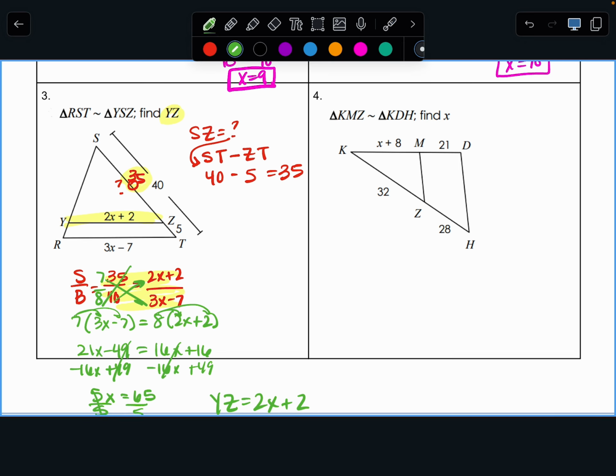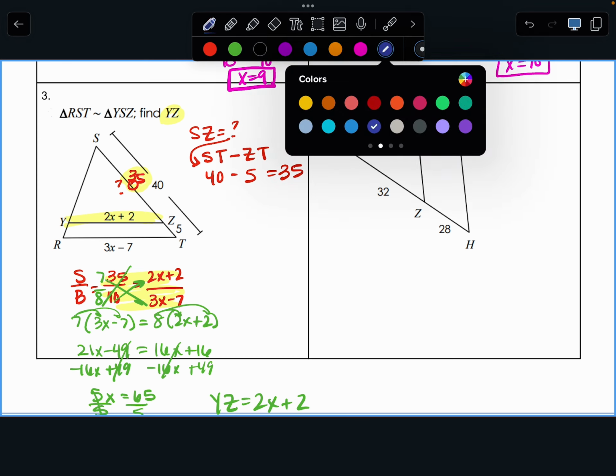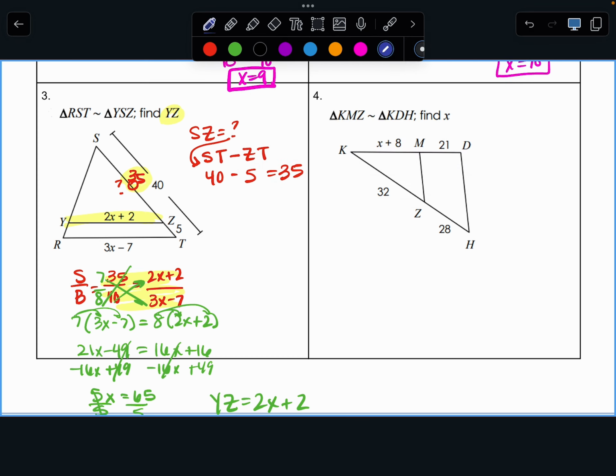All right, the last one I want to show you before I let you do the back half on your own. This one has a variable in one of my side measurements. So I know the measurement here and here. What is the measurement for the whole thing? It's x plus 8 for KM. So KM equals x plus 8.